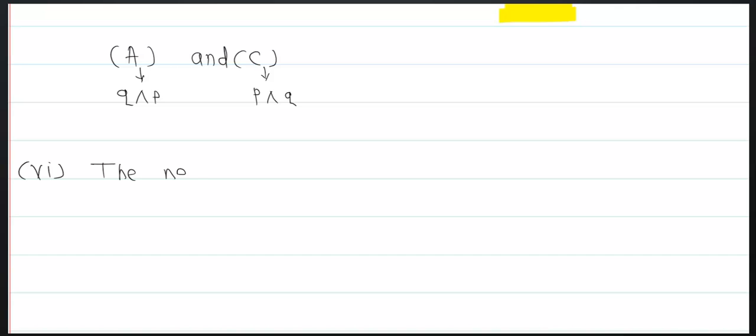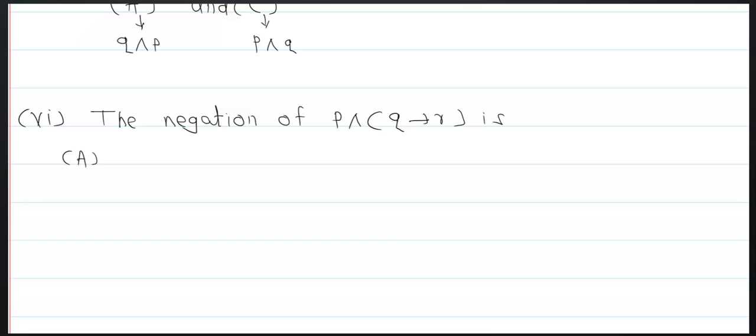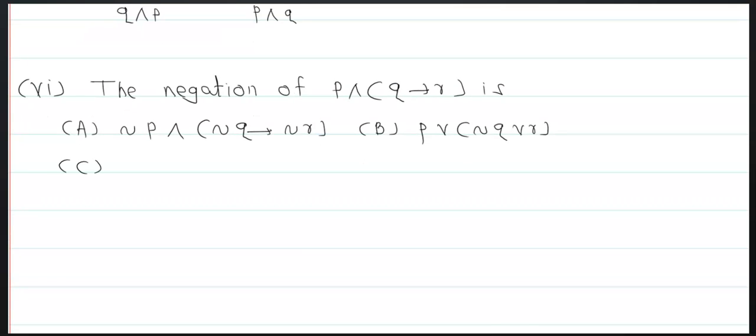Next is the sixth one. The negation of P and Q implies R is. Now the first is negation of P and in bracket negation of Q implies negation of R. B is P or in bracket negation of Q or R. C is negation of P and negation of Q implies negation of R. And D is negation of P or in bracket negation of Q and negation of R.